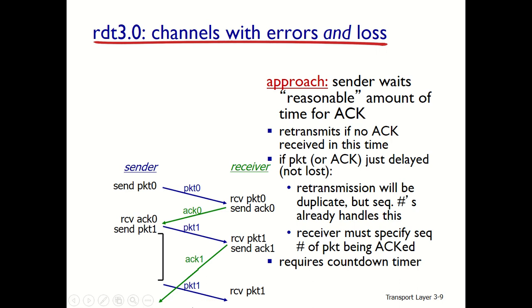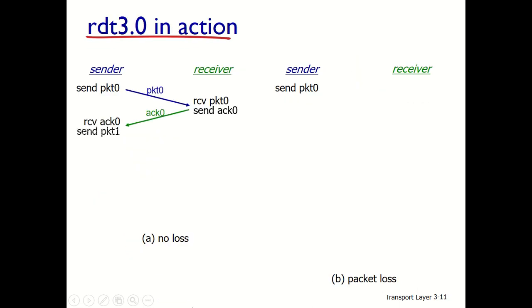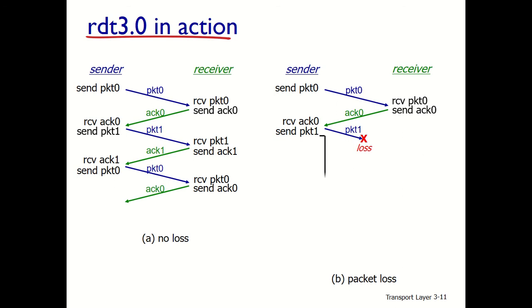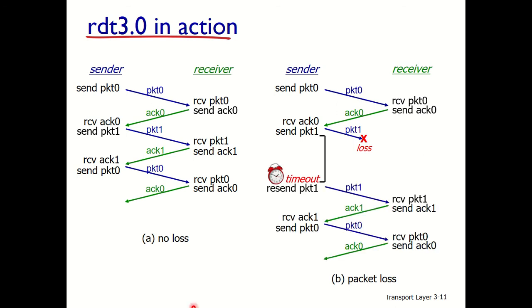And here in this example, packet number 1 is lost. So again the timeout is expired and packet 1 is retransmitted. So here packet 1 is received only once at the receiver side.